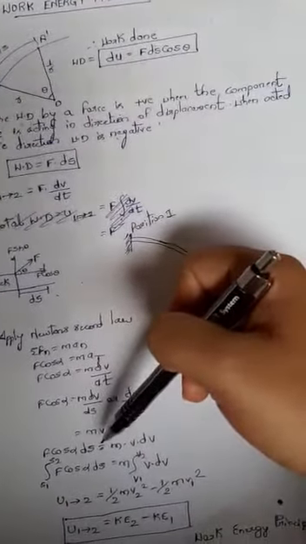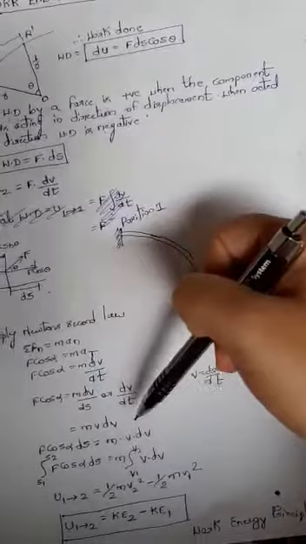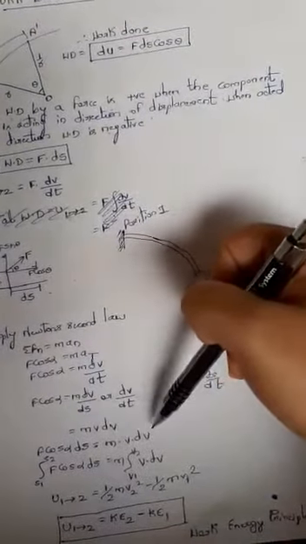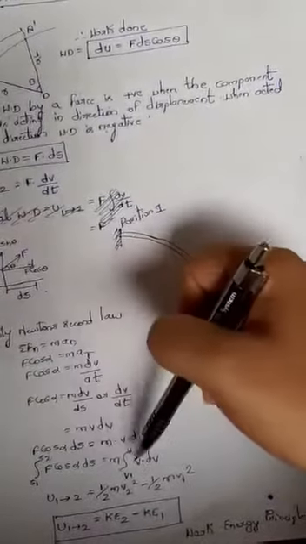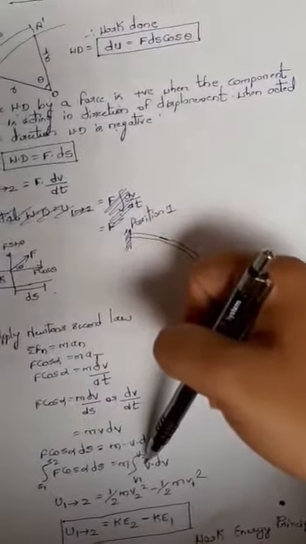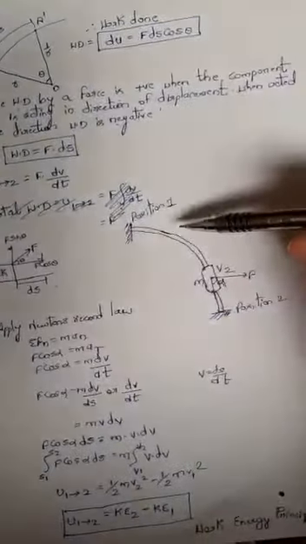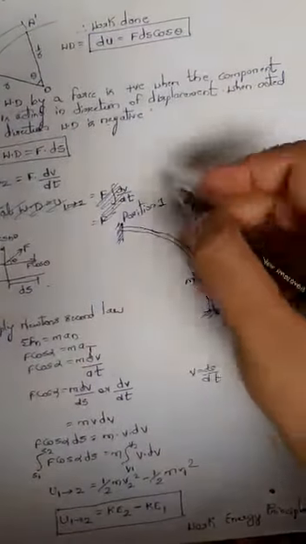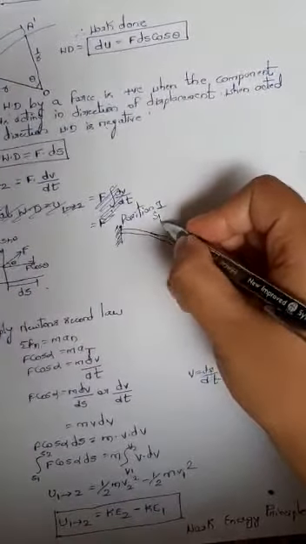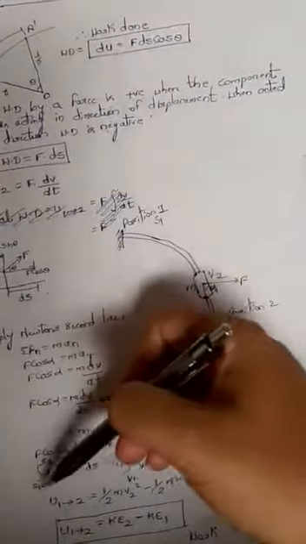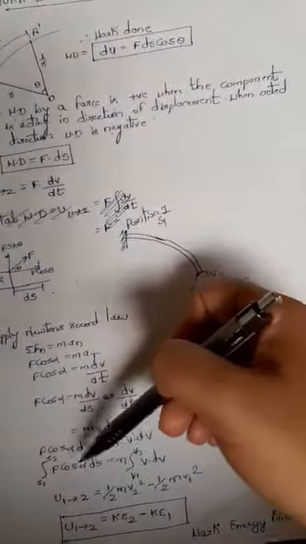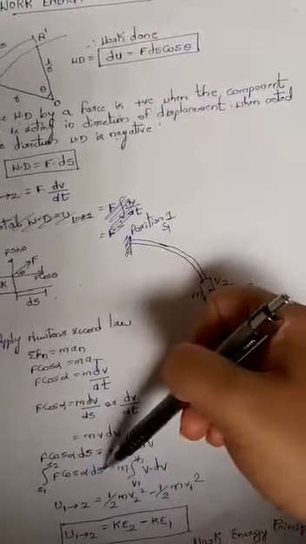F cos alpha ds is equal to mv dv. Okay, so I have separated the variables and am integrating on both sides, applying the limits. Displacement takes place from position 1. Position 1 displacement is s1 and position 2 displacement is s2. So the limits I have applied are from s1 to s2, with respect to ds.